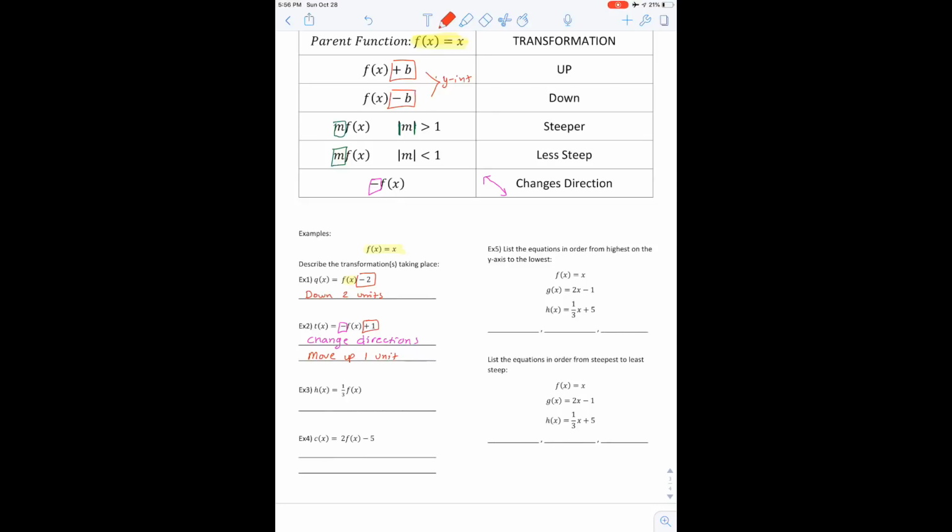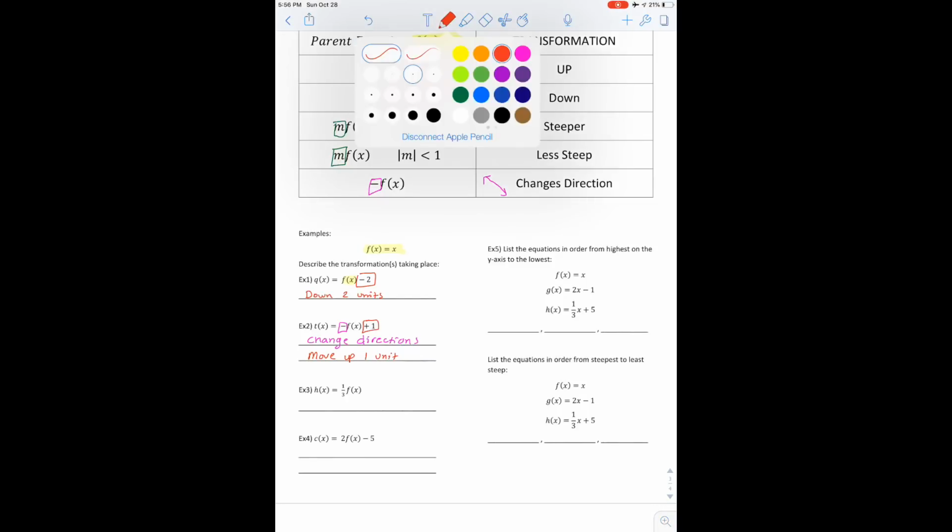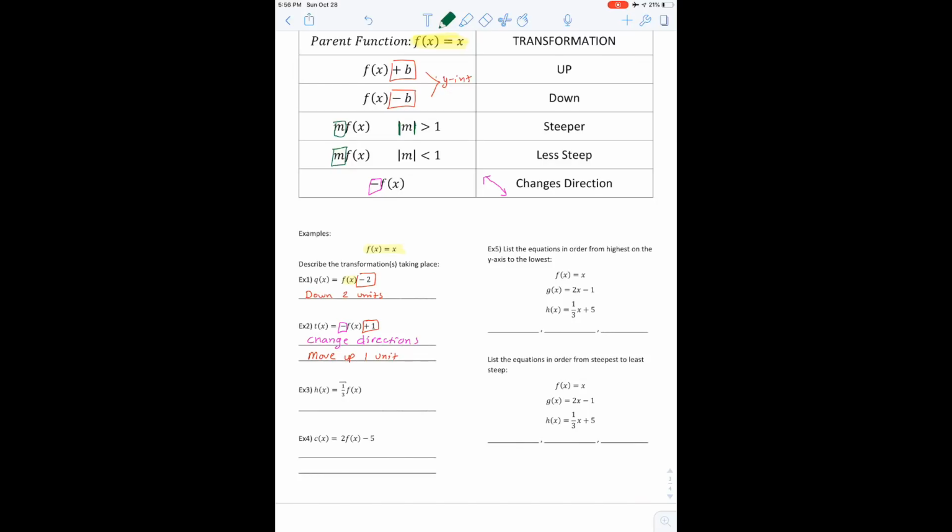Example 3, h of x. So let's look and see. The first difference I see is in front of f of x, I'm multiplying it by 1/3. So is this line going to be steeper or less steep than the parent function? It's going to be less steep and by 1/3. So it's going to be 1/3 as steep. Or let's change the wording. Let's say 1/3 less steep. So it's going to be 1/3 less steep than the parent function. That's the only thing that happened on that one.